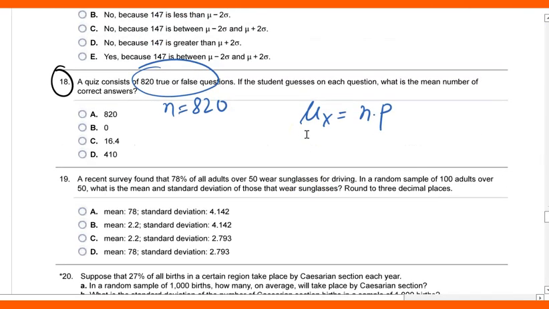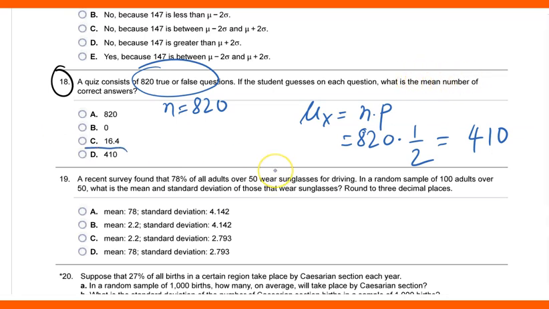And what's the n here? N is 820. What's the p? Notice that p is the probability of success. If there is a true or false question and the student guesses the answer, the chance the student gets it right is half. Multiplied by half, this gives you 410. That's the expected value, the mean number of correct answers, going to be 410.